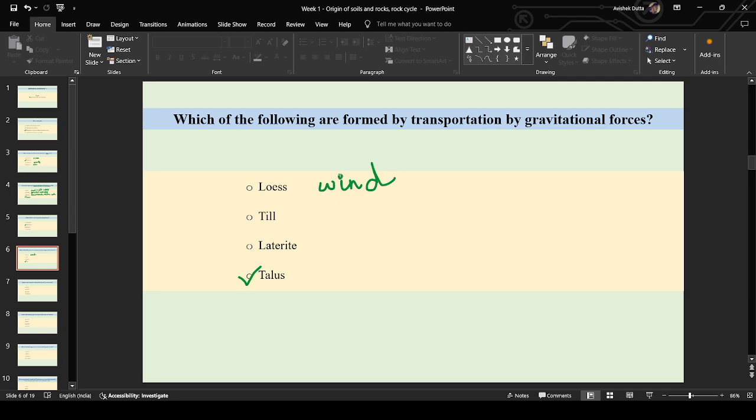Okay. What about till? Till maybe, sir, due to gravity. If till was due to gravity, then till would have been another answer, right? But till is not another answer. Any other guesses for till? Till is transported by glacier. It is a glacial deposited soil. Drift and till.